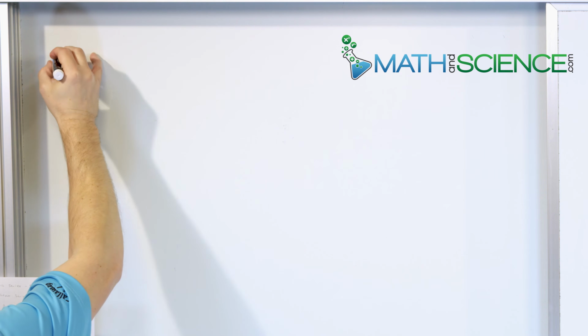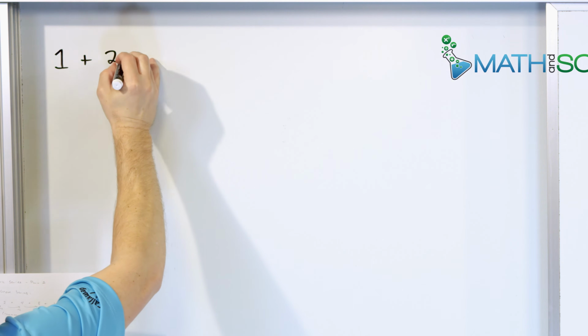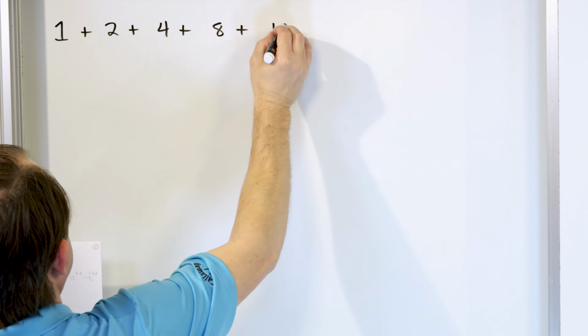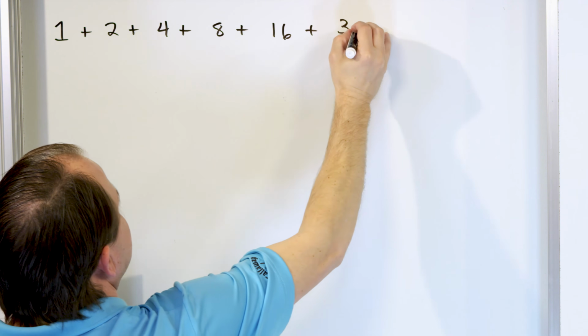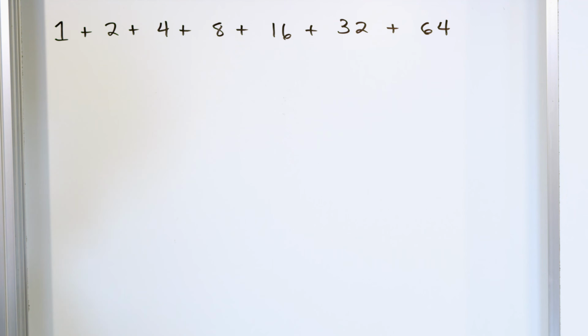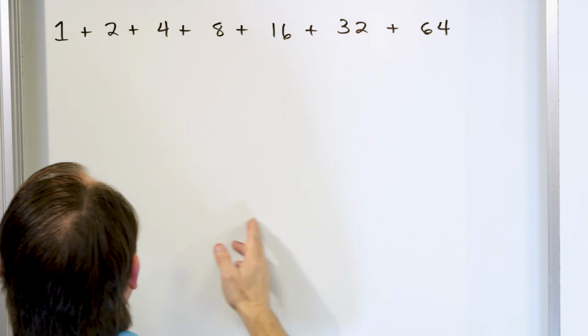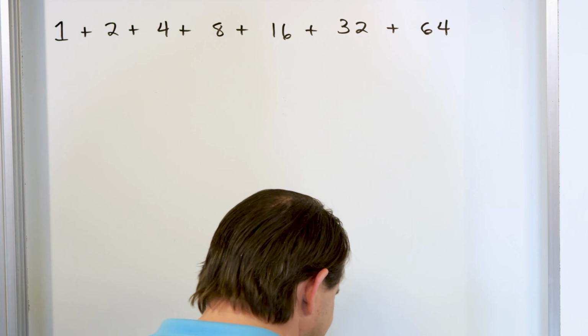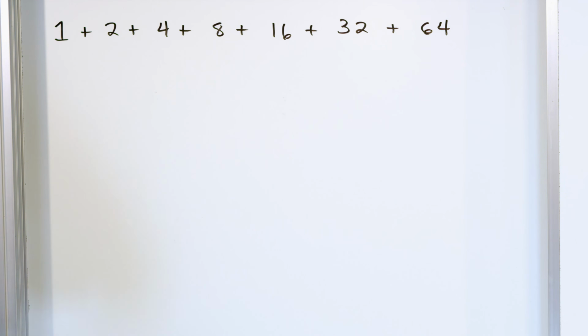So let's take about the simplest geometric series that I can think of to motivate the point here. So this is a geometric series. How about 1 plus 2 plus 4 plus 8 plus 16 plus 32 plus 64. So I just tried to pick something that's easy to understand with finite numbers. How many terms do we have? 1, 2, 3, 4, 5, 6, 7 terms. So there's 7 terms.